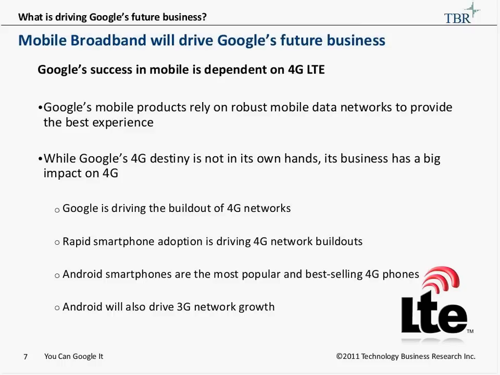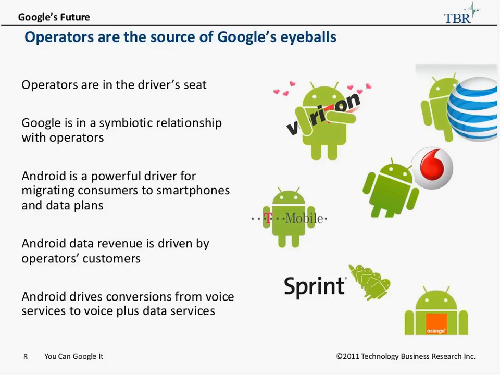There's a very real symbiosis emerging between Google and operators, as Google's mobile activities drive consumer demand for mobile data and the build-out of carriers' mobile broadband networks, with Android phones drawing higher data revenue for the carriers. Let's go to slide 8, please.